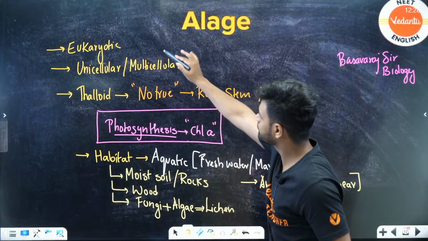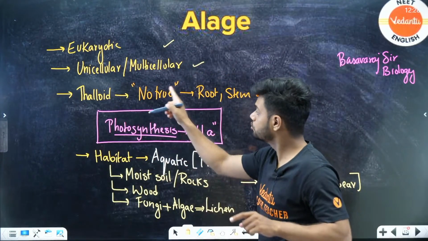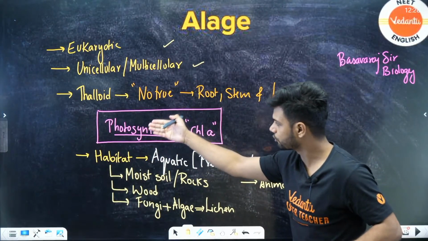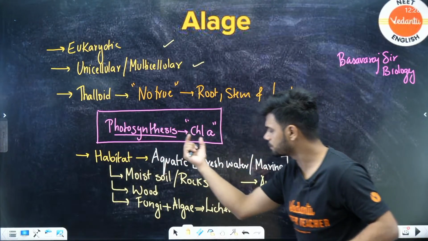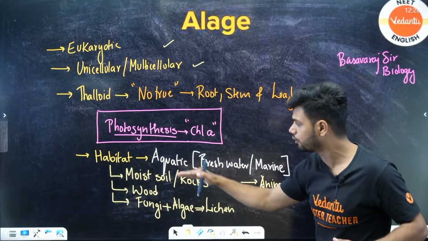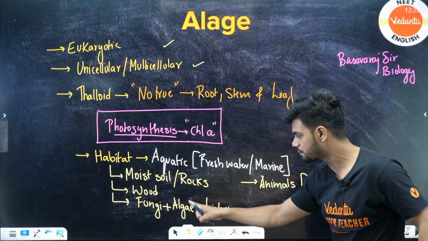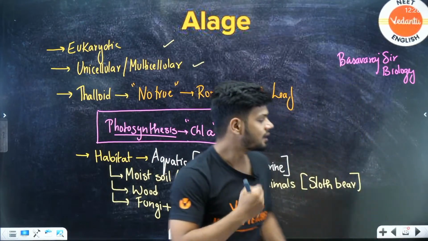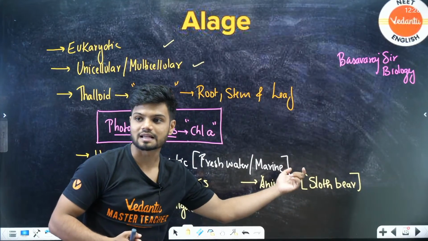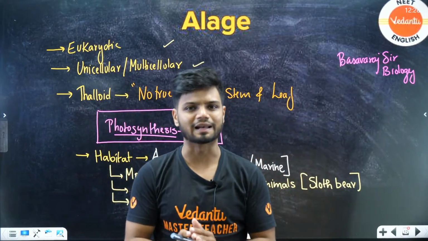Clear? So it is eukaryotic in nature. It can be unicellular or multicellular. Thalloid body means no true root, stem and leaf. Mode of nutrition is photosynthetic because of chlorophyll A. Habitat is mostly aquatic, freshwater or marine. Apart from aquatic, it can also be found in moist soil, rocks, wood, in a symbiotic relationship with a fungus called lichen, and on certain animals. Example is the sloth bear. So these are the habitats and general information about your algae.